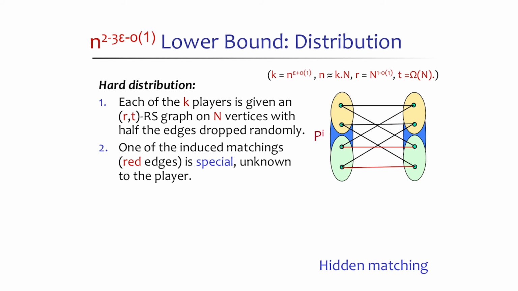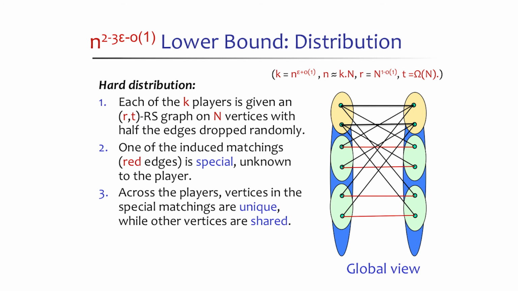Now, one of the omega n induced matchings, the one with red edges here, is going to be a special matching unknown to the player. Okay? That's what the adversary will choose. This is a special matching. But in the player's local view, all of the omega n matchings look exactly the same. Across the players, vertices in these special matchings are all going to be unique. But those yellow vertices, the rest of the vertex set, is all going to be shared. So everyone gets the same set of shared vertices and something which is unique, but they have no idea which vertices or which particular matching is defined to be the unique matching for them.